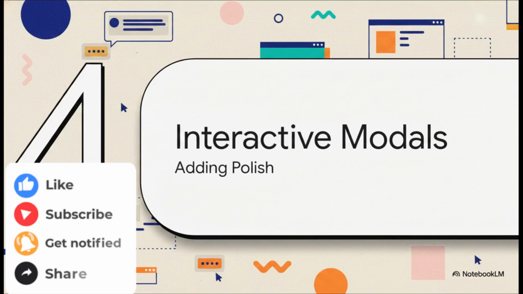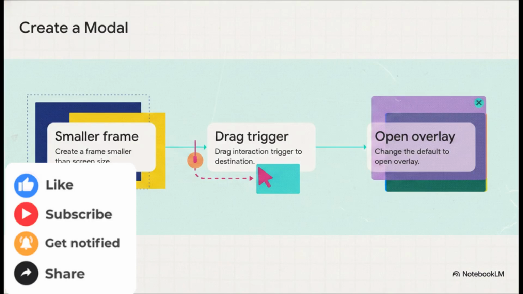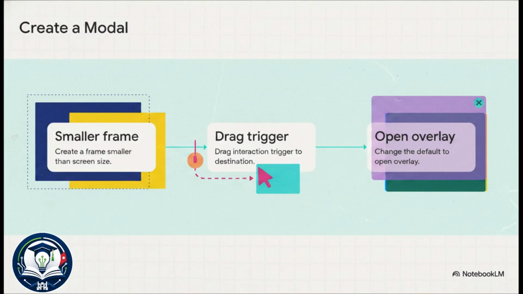Let's add some polish. It is time to level up your skills here and add some real polish to the design. Imagine tapping a little 3-dot icon on a thumbnail, and a menu pops up, and then it disappears when you tap somewhere else. That is a modal. The technical secret to creating the illusion of a floating modal is simply starting with the right frame size.